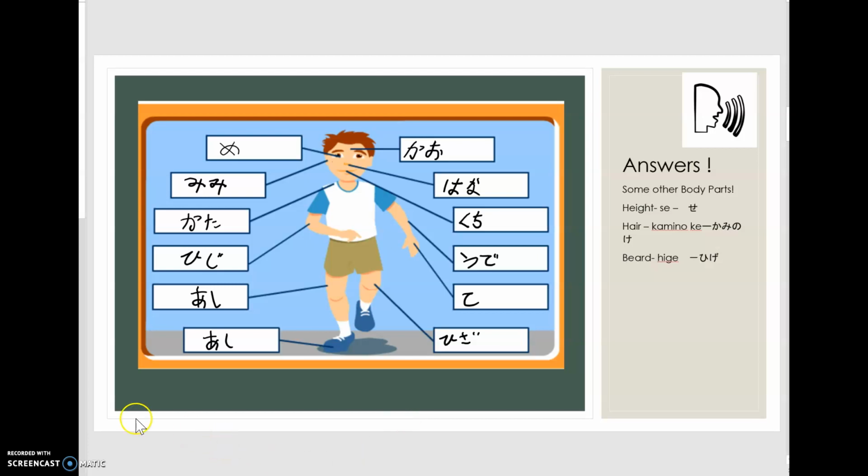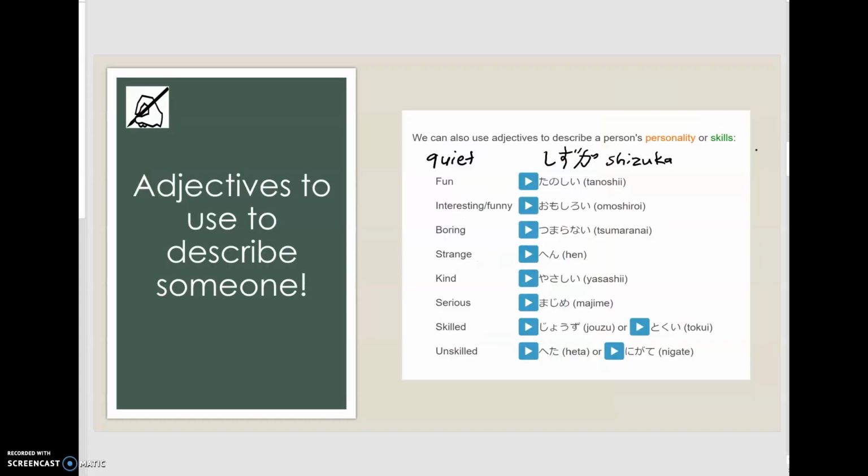それから行きましょう. Next slide. So some adjectives we can use to describe someone. If you want to talk about somebody's personality or their skills, this is a kind of easy sentence. We can say the person's name. John-san wa shizuka desu. He is quiet. John-san wa fun desu. So minasan, all of these words are on the Education Perfect introduction for the unit Describing Myself. So please make sure that you write all of these down. When you do the EP, make sure you listen to the pronunciation of all of these words.